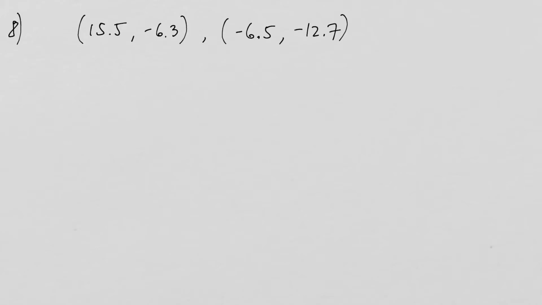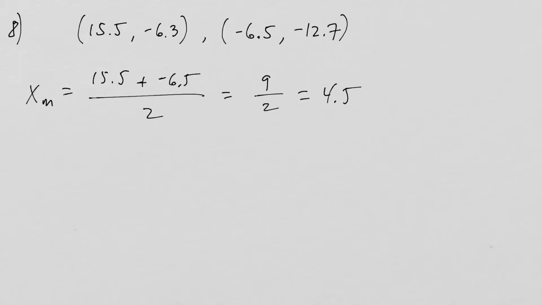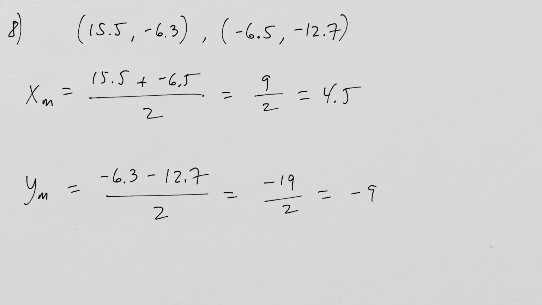Okay, so the value of the x midpoint is 15.5 plus a negative 6.5 over 2, which is 9 over 2, which is 4.5, and the y value is negative 6.3 minus 12.7 over 2, which is negative 19 over 2, which is negative 9.5. So the ordered pair is (4.5, -9.5).